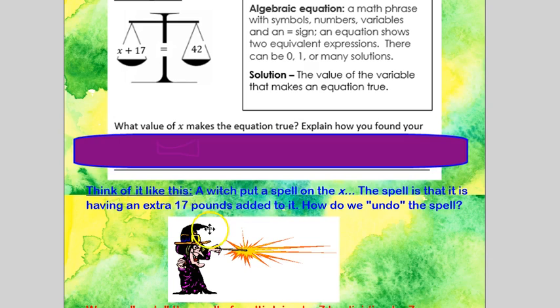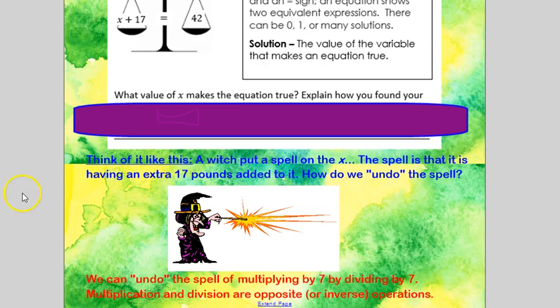And I want you to think of it like this. If a witch put a spell on the X, the spell is that it has an extra 17 pounds added to it. And we want to undo that spell because he doesn't want to walk around with an extra 17 pounds, right? So we can undo that spell by subtracting 17, getting rid of that extra 17. And if we subtract 17 from this side, we would have to subtract 17 from this side in order to keep those scales balanced. So if we subtract 17 from both sides, then X is all by itself again without that extra 17 pounds.